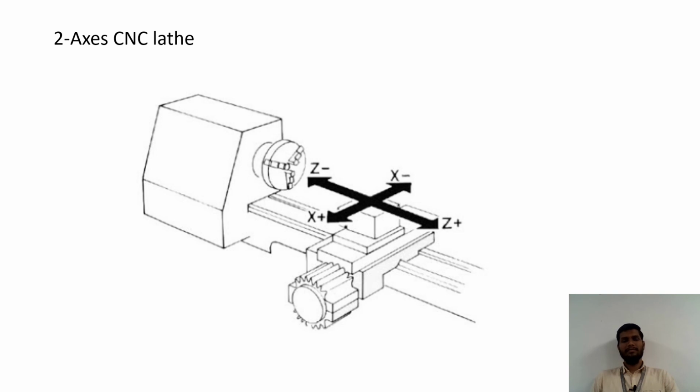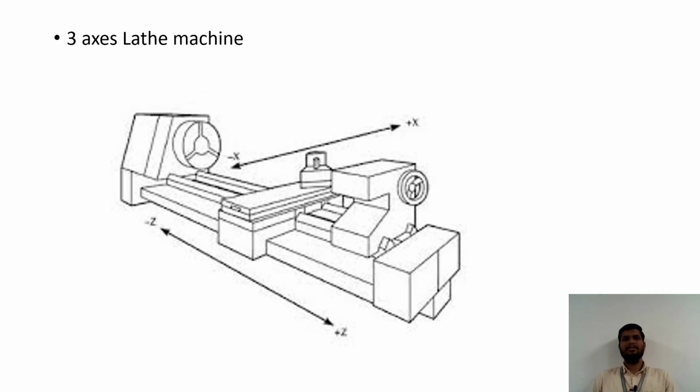Here we can see the demonstration of axes on a 2-axis CNC lathe. The spindle axis is the Z axis and the table axis is the X axis. Here we can see a 3-axis machine. The spindle axis is the Z axis, the traverse axis of the table is the X axis, and the longitudinal axis of the table is the Y axis.